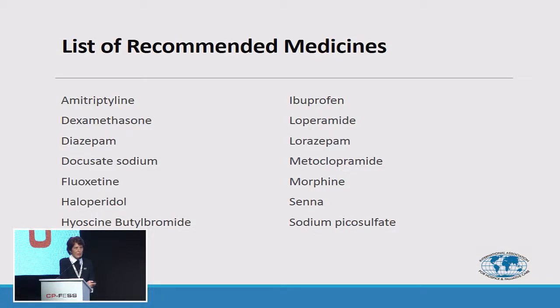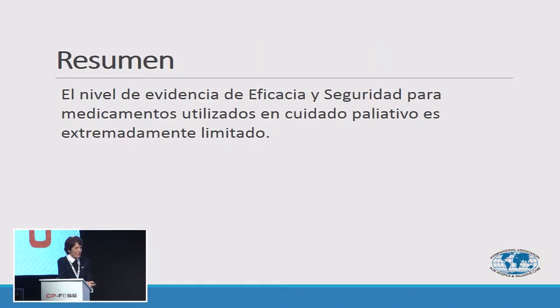These were the list of medications that we submitted to WHO, but there were 37 pages of references based on the different levels of evidence and all the literature that we found. This is available on the webpage of the IAHPC, and it's also found in a small book on Amazon that I think costs $1 or so. Well, in summary, the level of evidence of efficacy and safety in medication used for palliative care is extremely limited.